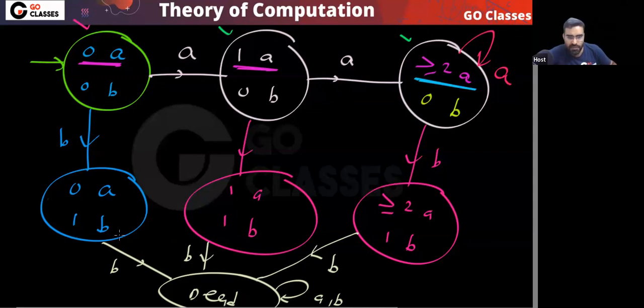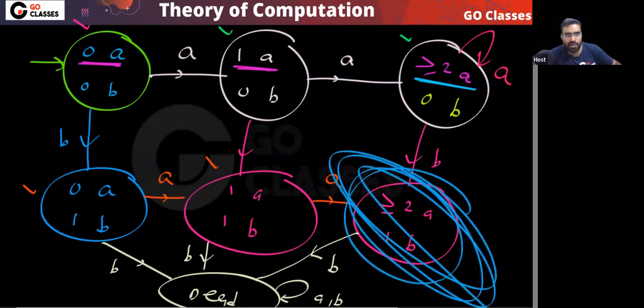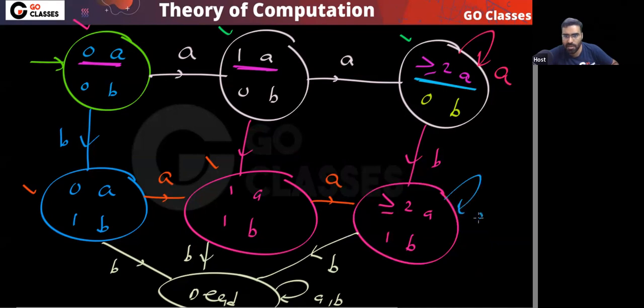No. In this state, if A comes, where will you go? In this state, if A comes, you are going to 1A, 1B. Now, this state is over. In this state, if A comes, where will you go? You will go to self loop. Now you can notice this state is over. All the states are over. This is your DFA. Tell me the final states.